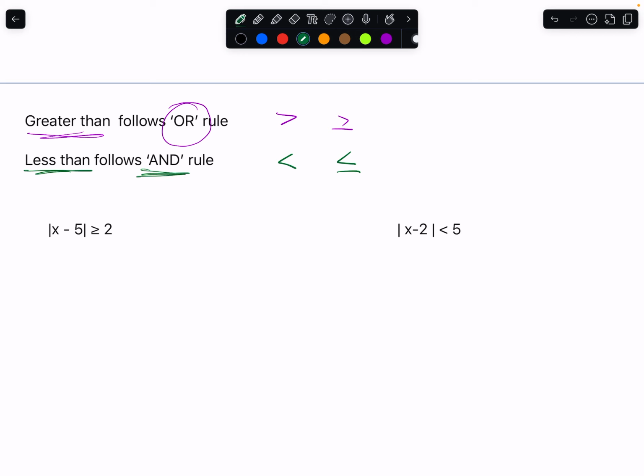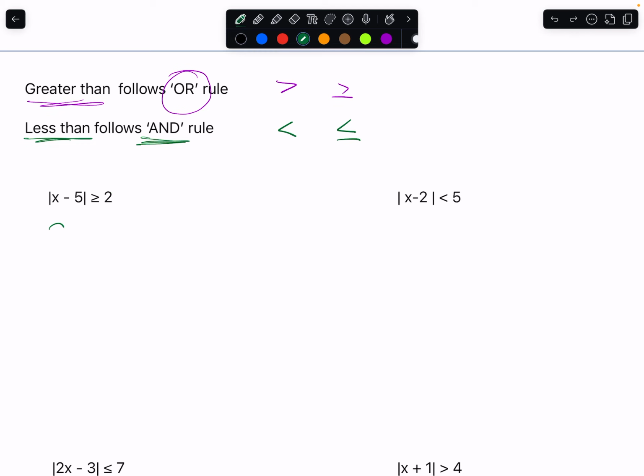So looking at the first one, before we even started the equation, which is this question, we first look at the inequality. We see that it's greater than, so greater than means or. Knowing this, we're going to have two separate equations. We're going to have here x minus 5 is greater than or equal to 2. And on a negative, we're going to have here -1 times x minus 5 greater than or equal to 2. We're going to positive, you have +5 plus 5. X is greater than or equal to 7.